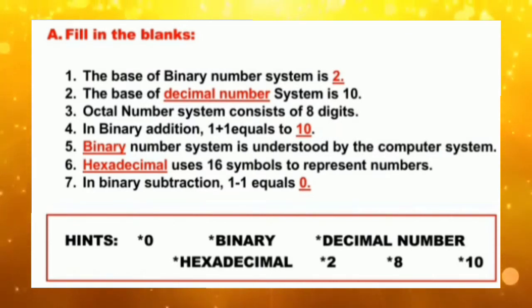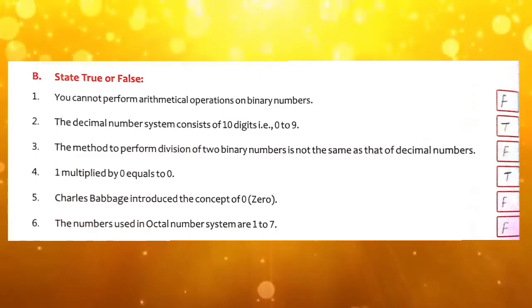So answer is 10. Next is dash number system is understood by the computer system. So answer here is binary. Next sixth part is dash uses 16 symbols to represent numbers. So answer is hexadecimal. So last part is in binary subtraction 1 minus 1 equals to dash. So answer is 0. Now see, state true or false.